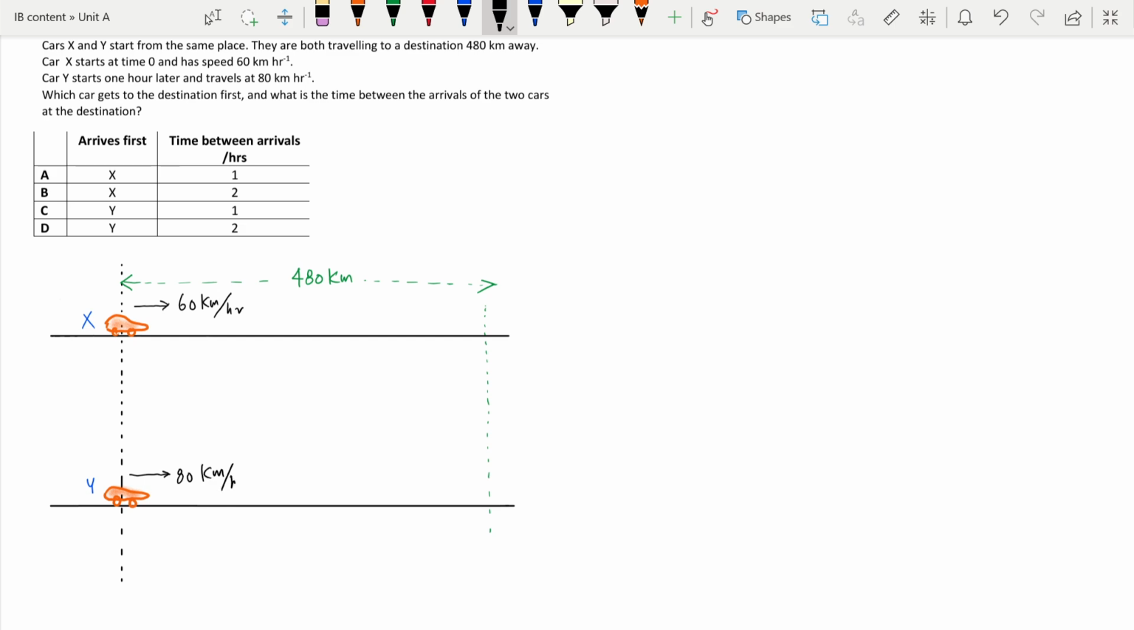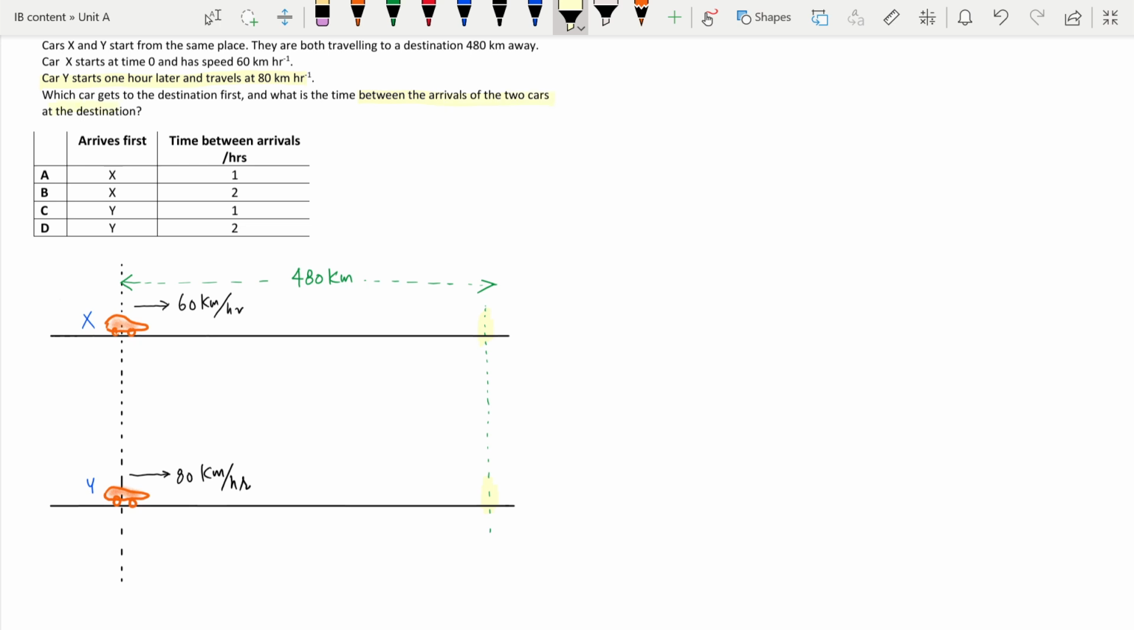As I told you, there is a time difference between them because car Y starts 1 hour later, according to the question. So in this question you have to find out which car will arrive at the destination point, or this ending point, earlier, and what will be the time difference.